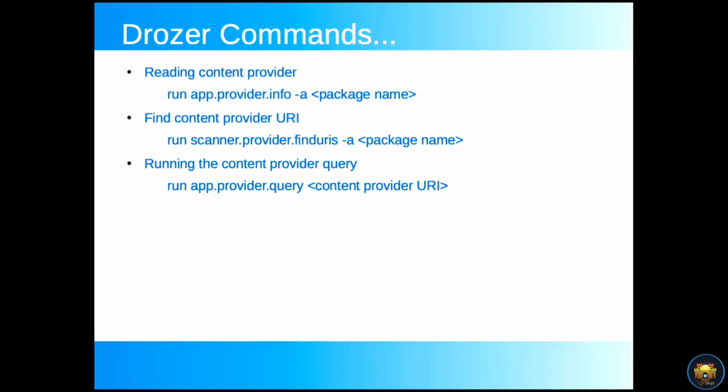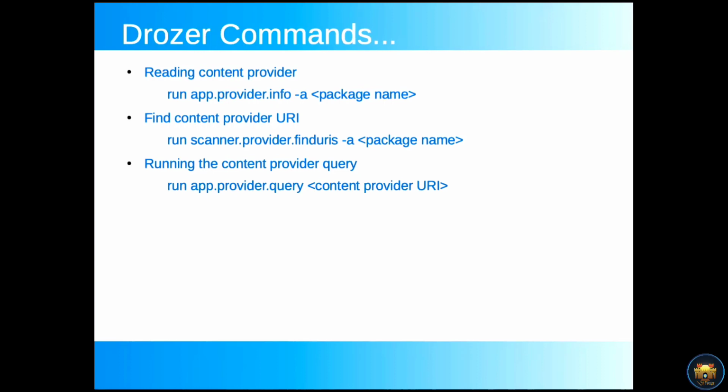Now move to the next section, reading content provider. So you have to run app.provider.info package name. Find the content provider URI, that is, which URI is actually present for the content provider to access it. In the earlier section we discussed some URIs that we got through source code reviewing.